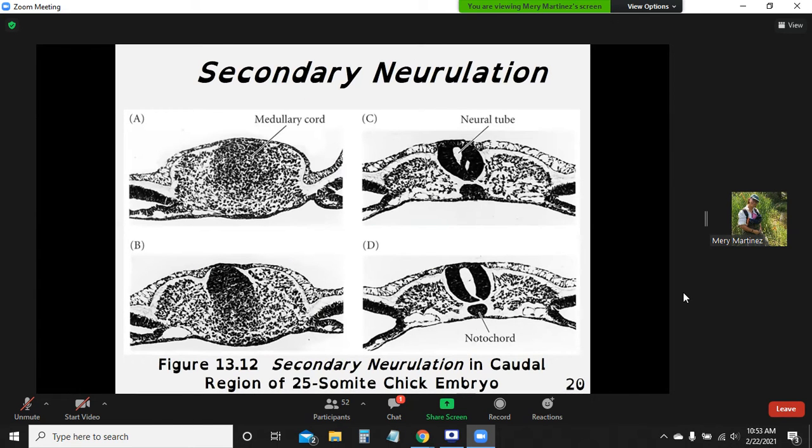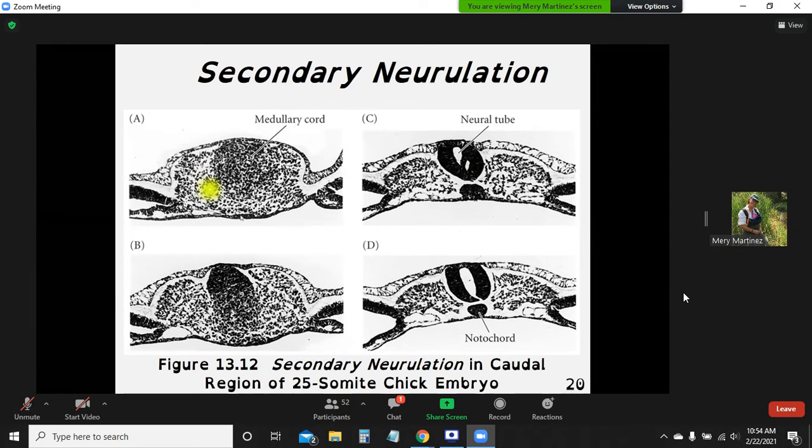So in this image, we're going to be looking at the secondary neurulation. As I said, in most vertebrates, the secondary neurulation occurs in the caudal region of the neural tube. And it involves the making of a medullary cord. That is what we see in this image. That needs to undergo a process that is called cavitation. That is the opening of the hole in the middle of that cord.